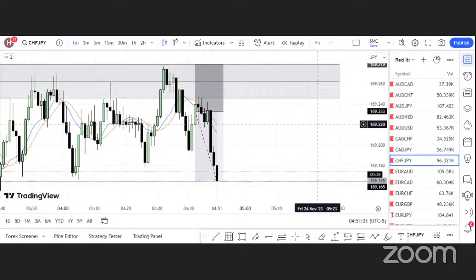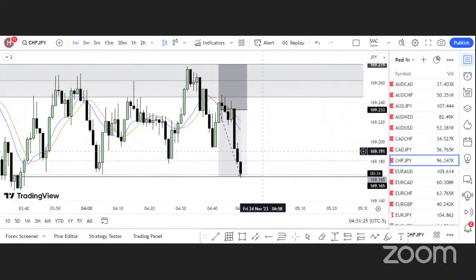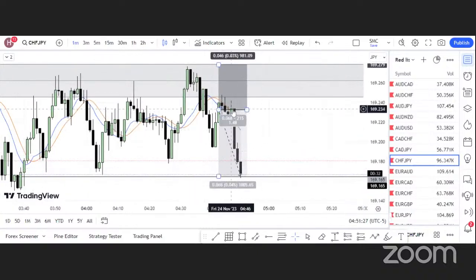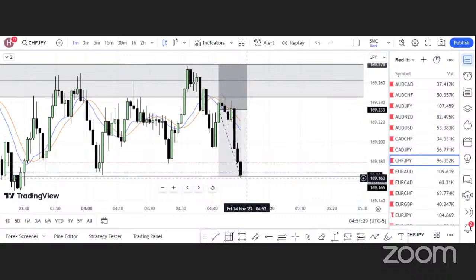Okay, so we made money from the second signal that was given. We took the trade from here. The market came all the way down here to give us this profit. So this is good. This is good.